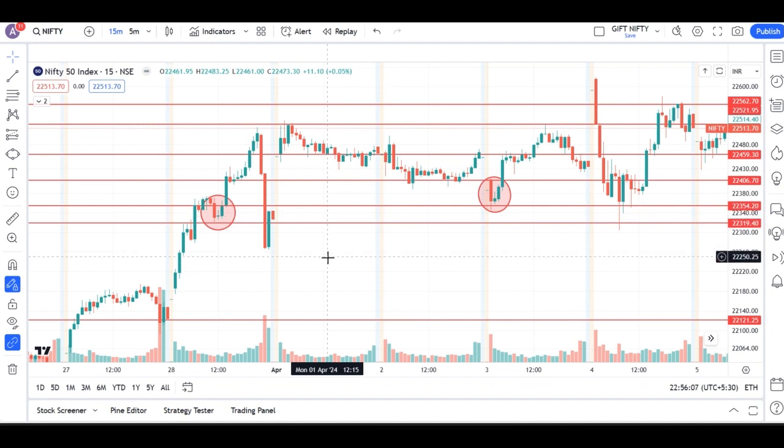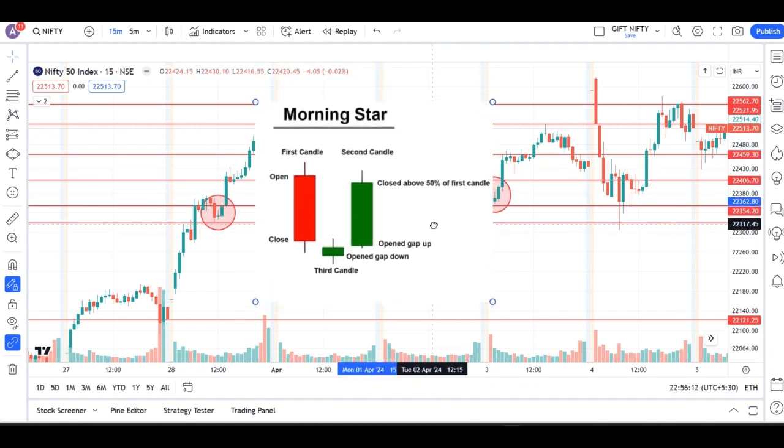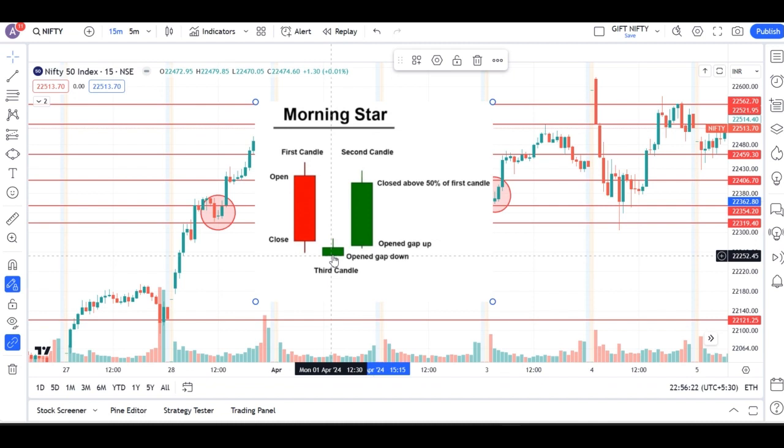Now on screen we can see this is a morning star pattern, or candlestick pattern. You can see the first candle will form completely red. The second candle will be either a green or red candle, but it will form with a small wick. And the third candle will form at 50% or above the first red candle.